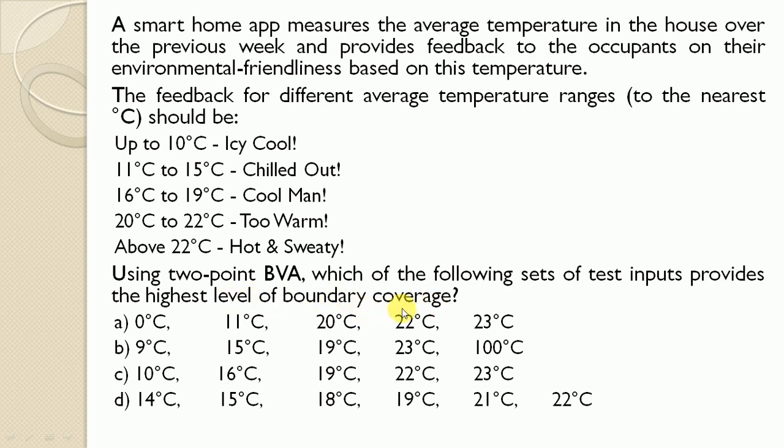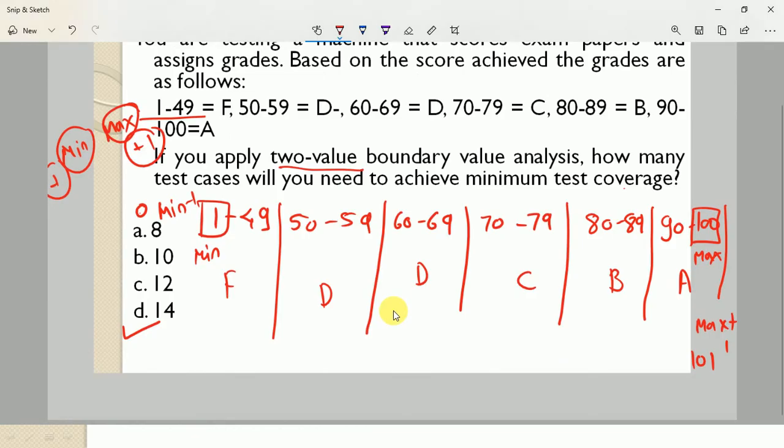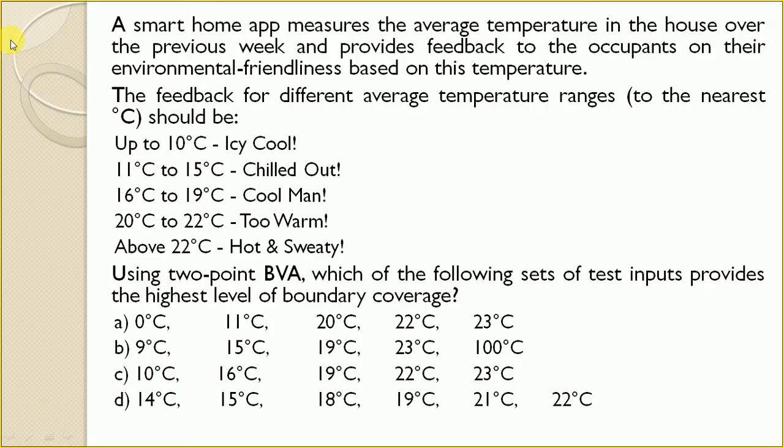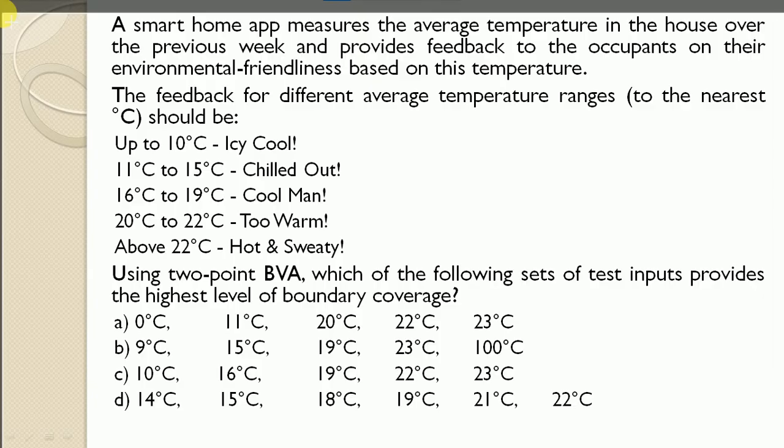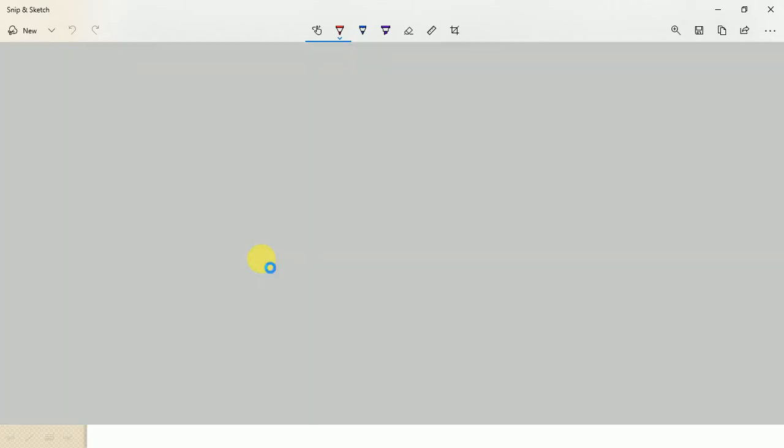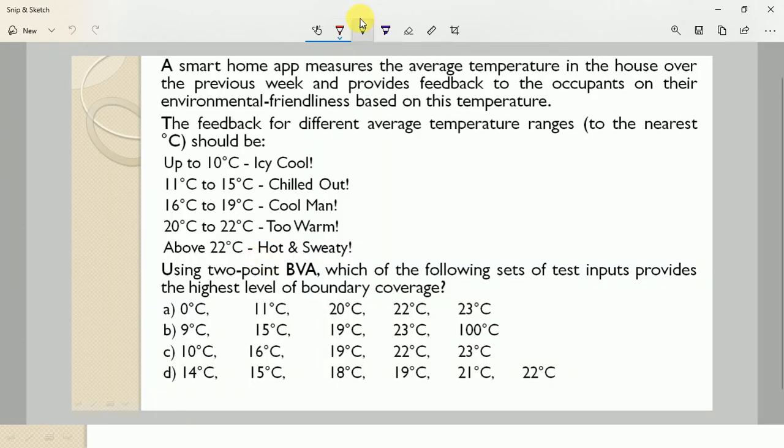Now this time you need to capture the highest level of boundary coverage. Let me show you how you can solve this question. Very first, let me capture the screenshot, and now let's understand. The process is again very simple. You just go for the ranges and make your partitions. Up to 10, that means 10 and less than 10 are also valid.